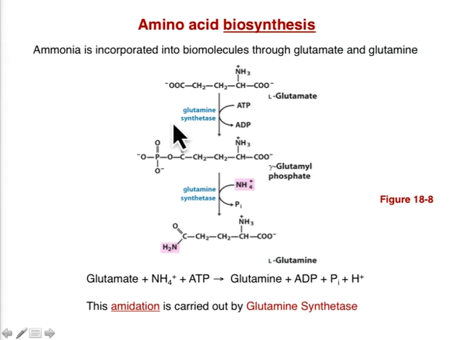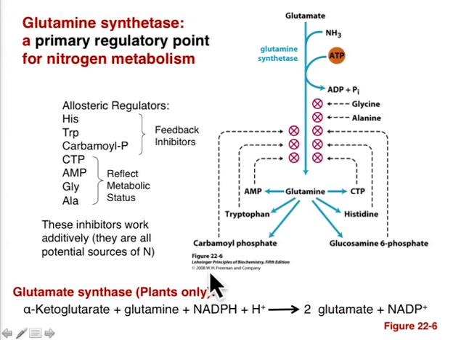First, you activate the carboxylic acid with the synthetase that uses ATP hydrolysis. Then you have this gamma-glutamyl phosphate, which can react directly with an ammonia molecule to make glutamine. Both glutamate and glutamine are important in adding nitrogen atoms to amino acid structures. And this is an amidation step here. Does that make sense?